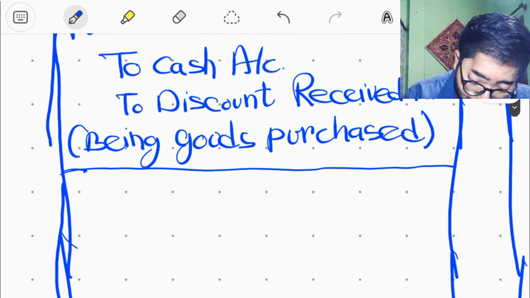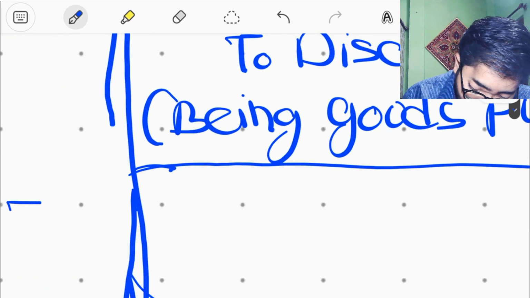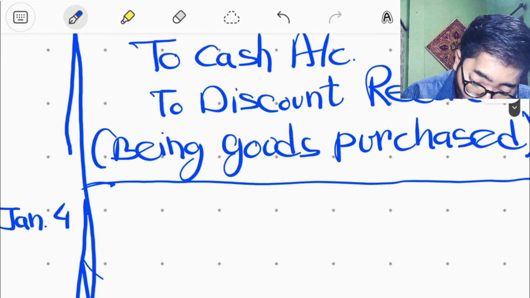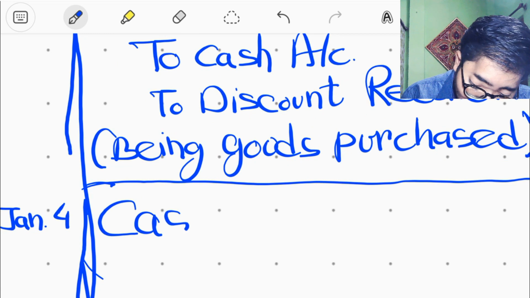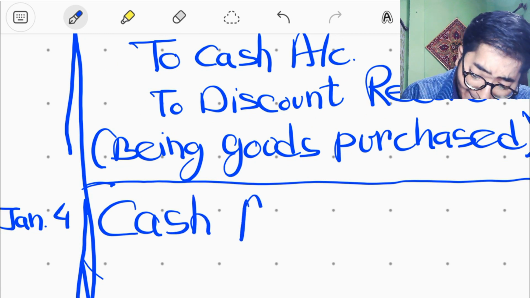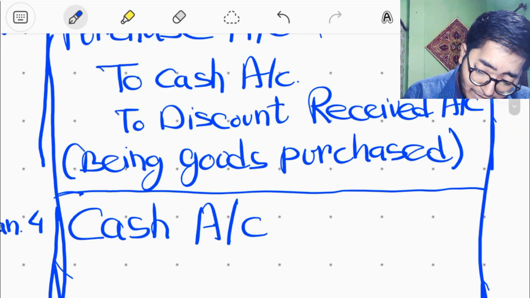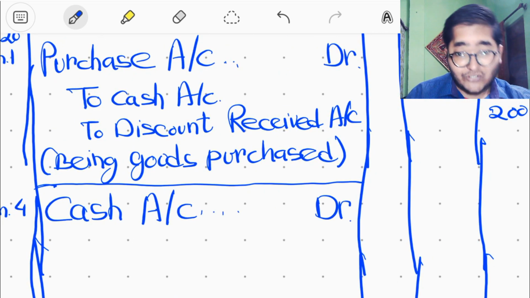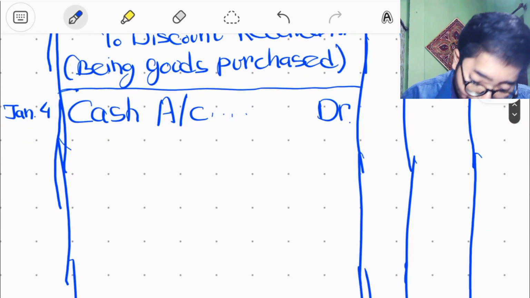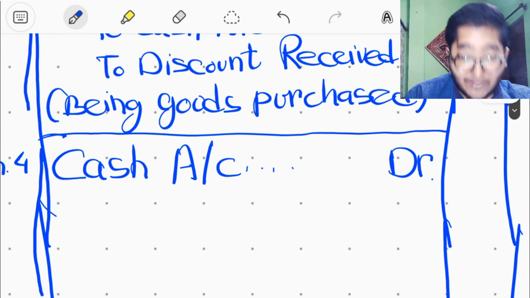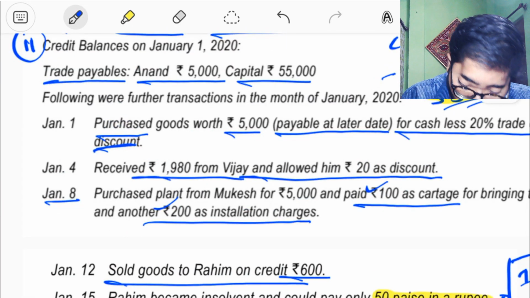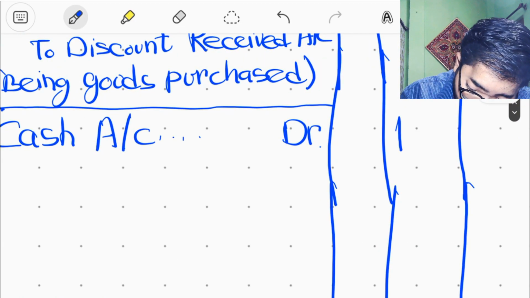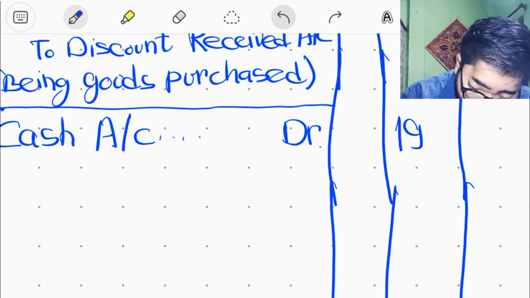That is why in the date section we would be writing January 4th. What is coming in? There is an inflow of cash. Cash or bank, whatever you can write. Because it's not mentioned, you might write cash, you also might write bank. So cash account debit. How much cash? 1980 as your cash balance, or cash inflow 1980. Let me write it properly.